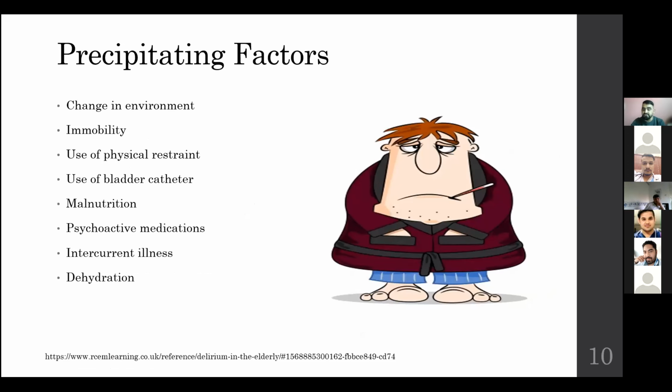So what are the precipitating factors? Any change in environment, immobility, use of physical restraint, use of catheter, malnutrition, psychoactive medication, intercurrent illness, and dehydration are some of the precipitating factors for developing delirium.